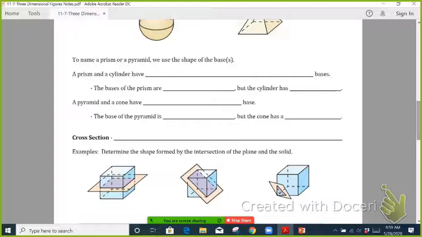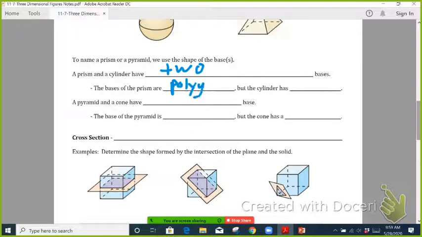So to name a prism or a pyramid, we use the shape of the base. A prism and cylinder, what they have in common is that they have two bases. A cylinder has two circular bases, and the prism has two bases of any type of polygon. So the bases of a prism are polygons.